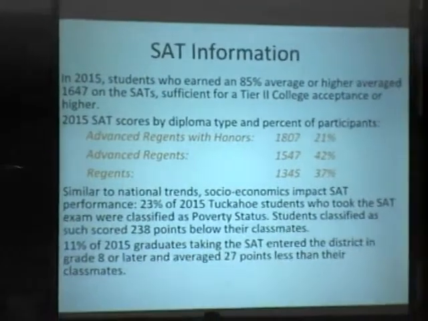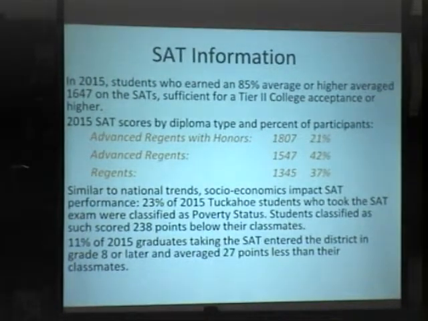Some information, in 2015, if you had an 85 average, you averaged 1647 on the SATs. By diploma, 21%, 1807 on the SATs. Advanced Regents, which was 42%, 1547, and here's where we need work to do, 1345 for those students who just received the Regents diploma. Similar national trends, though, 23% of the students who took the SAT exam were classified as at the poverty status, and they scored 238 points below their classmates. So we have work to do there as far as entrance exams. 11% of the graduates entered the district after grade 8 or later, and they averaged 27 points less than their classmates.